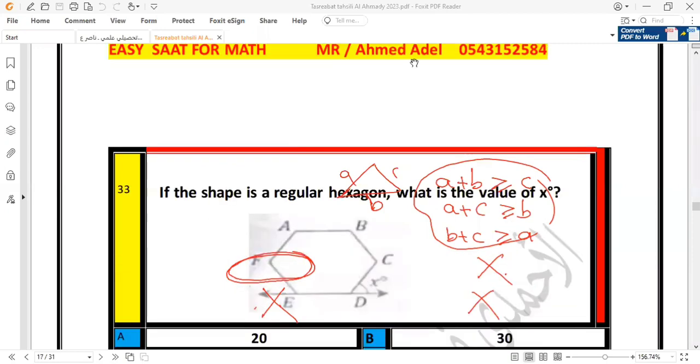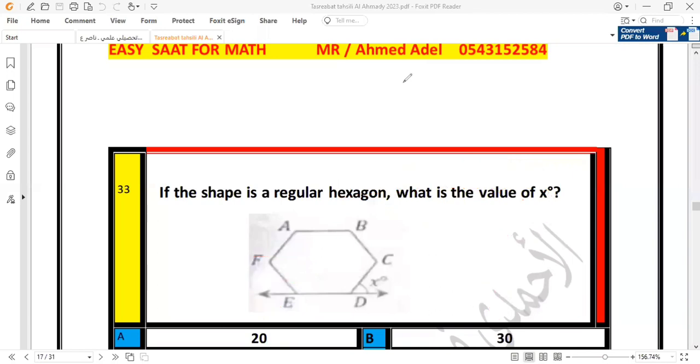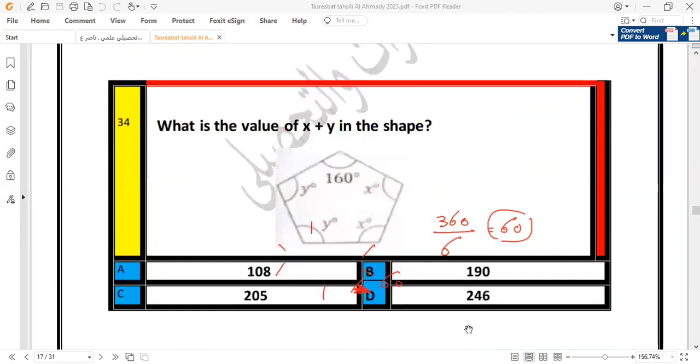Okay, look here, if the shape is a regular hexagon, this angle is an exterior angle, and the sum of exterior angles of any polygon is 360. Okay, of any polygon, triangle, quadrilateral, pentagon, hexagon. So 360. To find any exterior angle, you have to divide by the number of sides. Here 6. 360 divided by 6 is going to be 60 degrees. So the value of x equals 60 degrees.